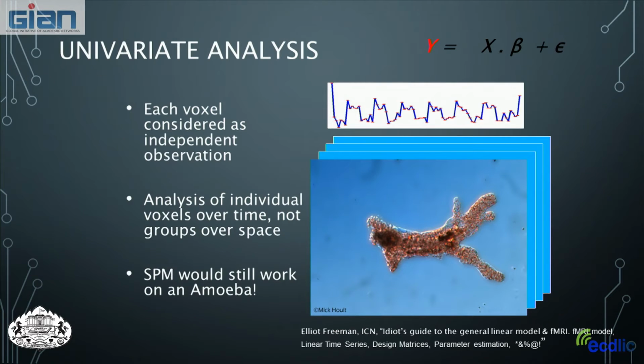Okay, so I took some of these slides from Elliot Freeman's Idiot's Guide to the General Linear Model, fMRI. And so he wanted to point out here that you could model any type of moving data with this over time. So if you had a predictor of how you expected the signal to vary over time, you could even take an amoeba that's wiggling around in space over time, and you could do this same type of modeling on it. So it's not specific to our brain and what's happening in the brain. This is a model that can be applied to anything observed over time.